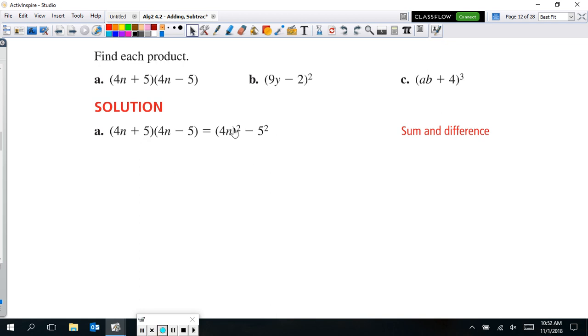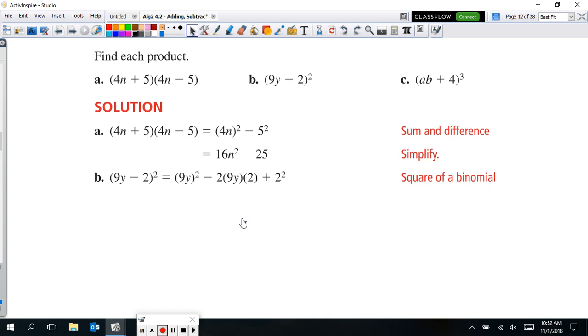So you're just doing 4n times itself, 5 times itself, giving us just 2 terms for a difference of 2 squares. Here's another one. We can do the same thing. Well, actually not the same thing, but it's a binomial squared, so we know it's going to become a perfect square trinomial. We can think of this as actually 2 of them.